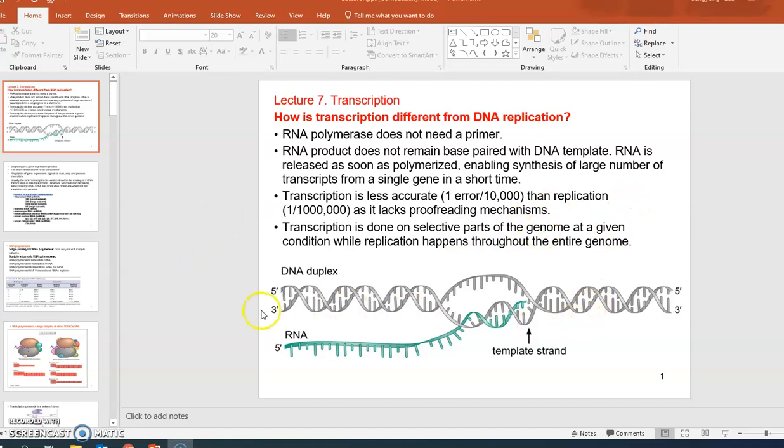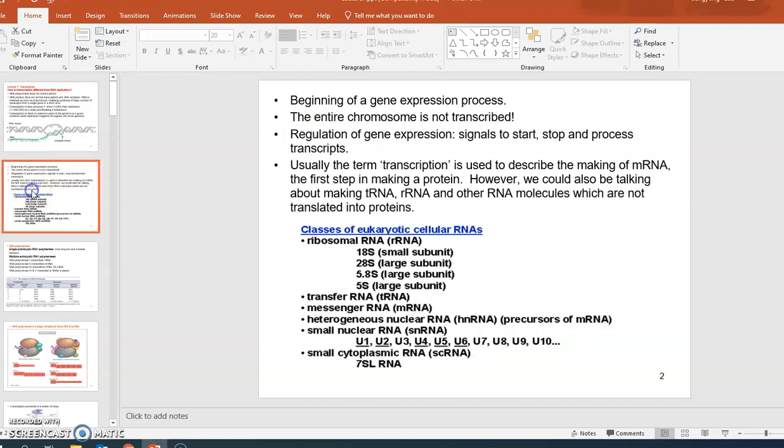So understand, transcription happens on one of the two strands of the DNA template, which is the coding strand, and then it happens only on a specific segment of that coding strand. That will be a functional coding unit, which is a gene. So transcription is a gene-specific process. Okay. So again, transcription is considered the beginning of the gene expression process.